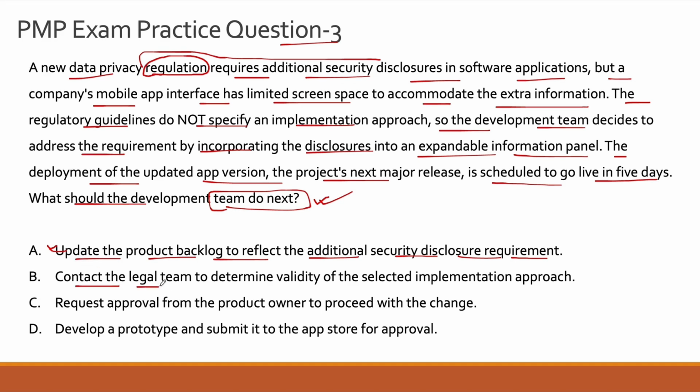Option B, contact the legal team to determine the validity of the selected implementation approach. Very, very interesting answer choice, guys, because this is where it is very important for you to validate your assumptions as a project manager before you go into the implementation phase. And the problem with most of the project managers I have seen is they become so energetic to go into implementation that they forget to do the validation checks on critical regulatory or health and safety items.